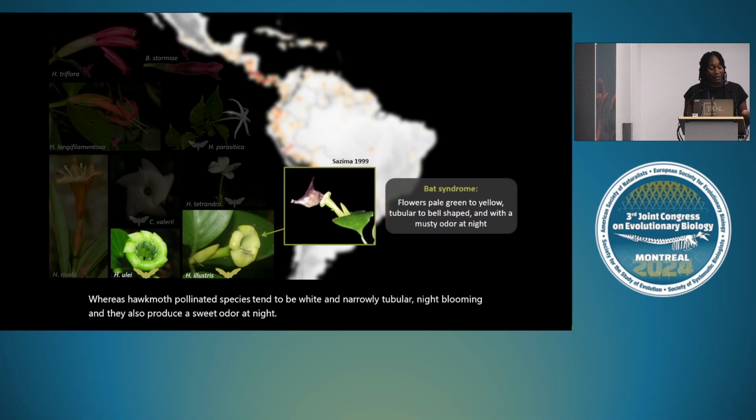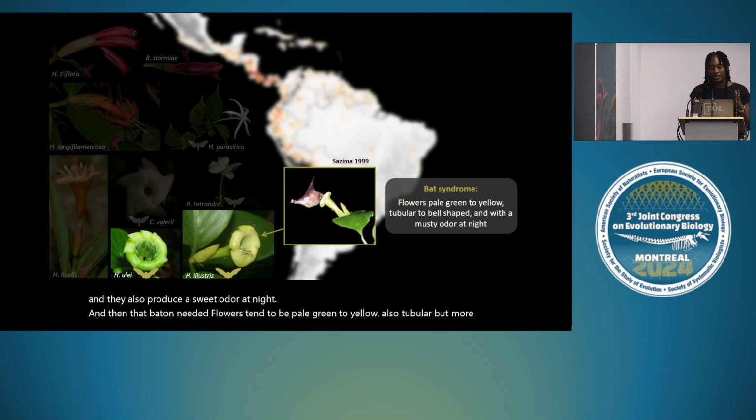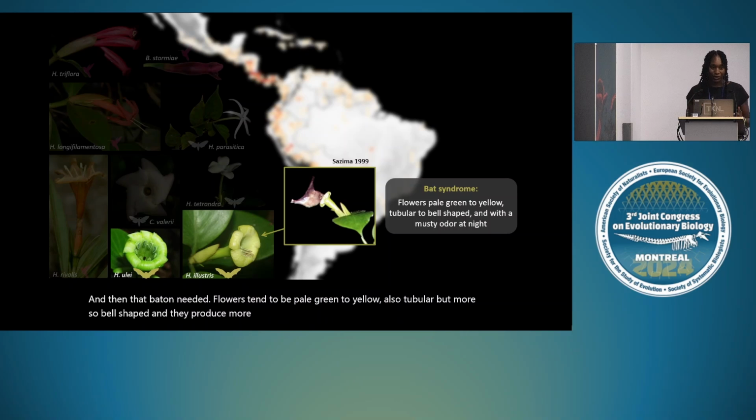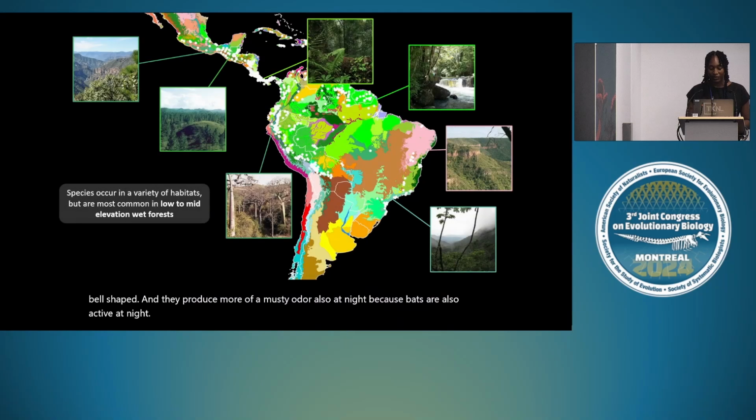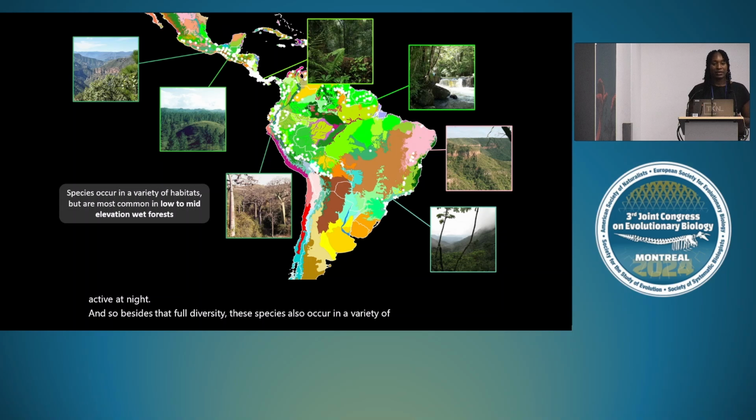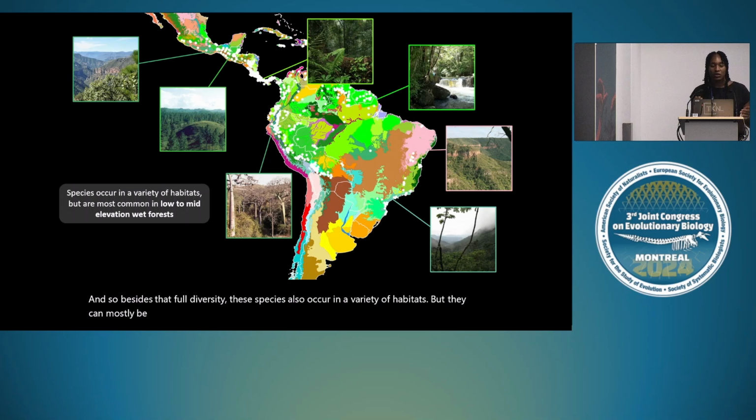And then bat pollinated flowers tend to be pale green to yellow, also tubular, but more bell-shaped, and they produce more of a musty odor also at night, because bats are also active at night. Besides that floral diversity, these species also occur in a variety of habitats, but they can mostly be found in low to mid-elevation wet forests.